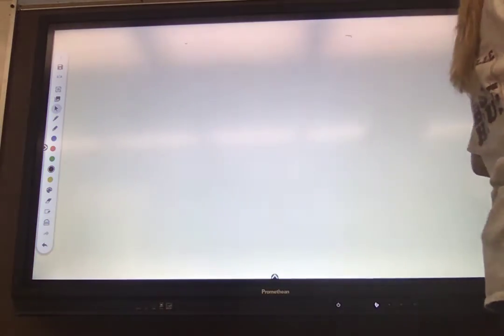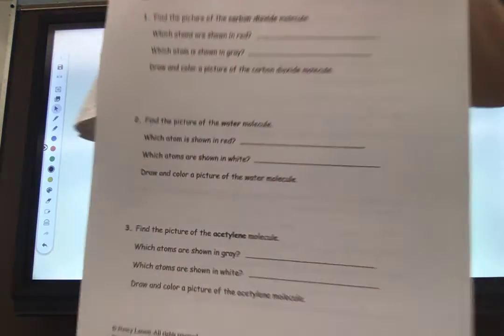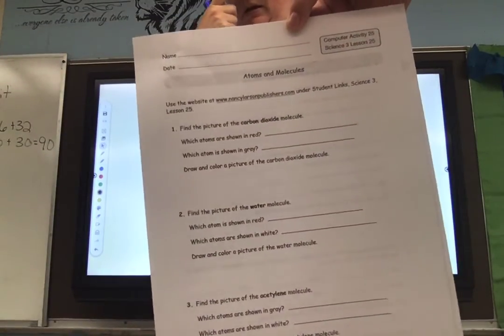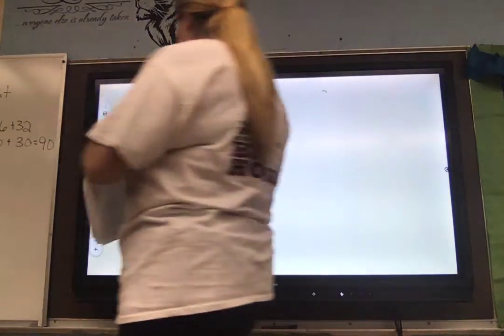Put lots of marks on there for me. All right, the next thing that you got for lesson 25 to do was a computer activity sheet that looks like this. And I'm going to back my screen up. Okay, this was the next thing. So I'm going to have to draw some of these compound molecules up here on the board to help us with our computer sheet. So give me just a few minutes to get these drawn.